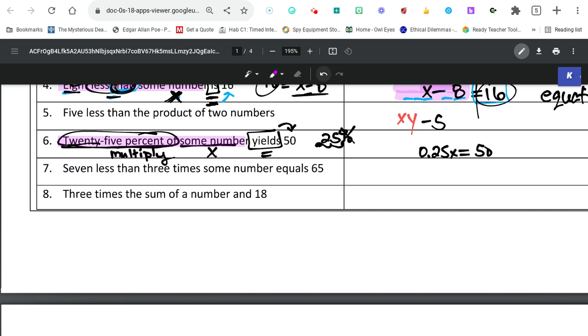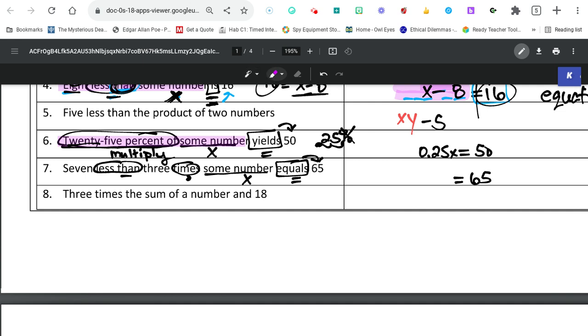"Less than," I don't want that. "Less than" means subtract, "times" means you're going to multiply. Some number is your x, "equals" is equal. So I know this thing is going to equal 65. Go ahead and write that.